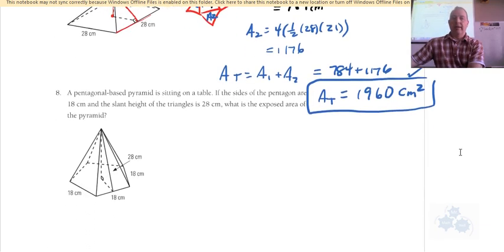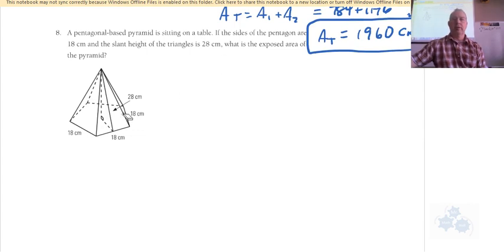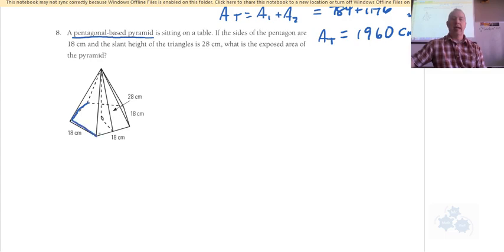I'm going to move to number 8 here. Now, number 8 is talking about this particular pyramid. This is not a square-based pyramid, is it? This is a pentagonal-based pyramid, which means that the base is a 5-sided pentagon. A pentagon is a 5-sided figure, looks just like that I've outlined. Now, the sides of the pentagon are 18 centimeters, so that's 18 right here. And the slant height, again, we refer to this length right here as the slant height, from the middle of a base to the very tip. That is 28 centimeters. What is the exposed area of the pyramid?